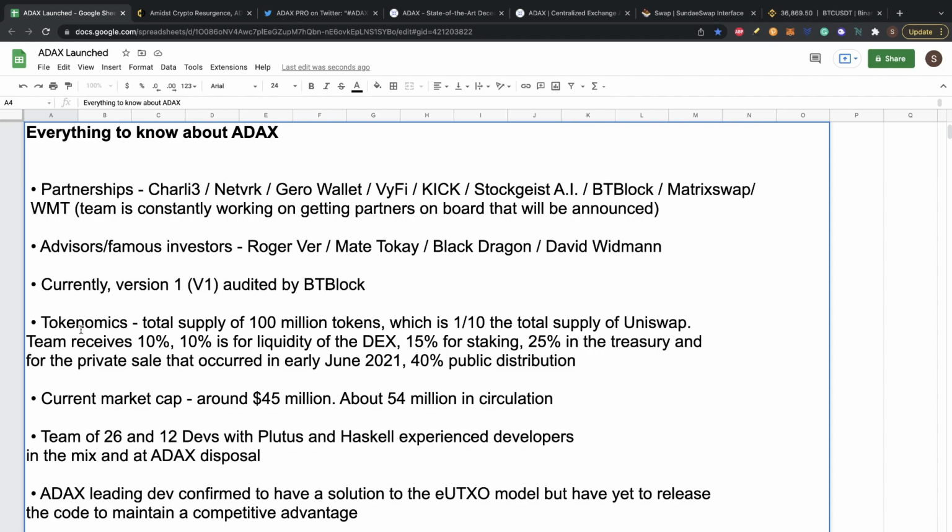The tokenomics of ADAX: the total supply is 100 million tokens, so it's not a very big amount of tokens, which makes it very attractive, and it's one tenth of the total supply of Uniswap if we are comparing DEXs. The token was already published in June 2021. This was the public distribution actually. The current market cap is around 45 million and about 54 million in circulation.